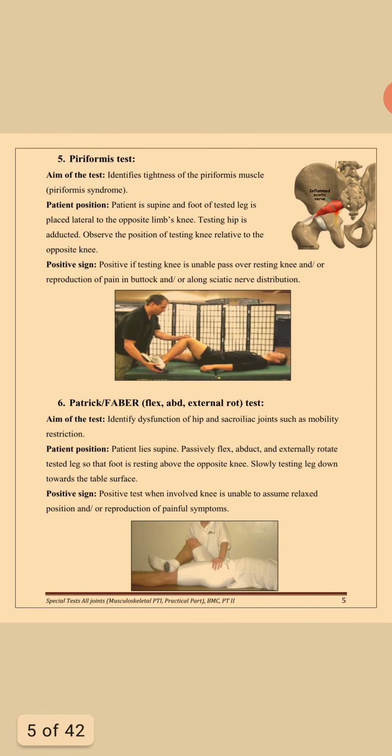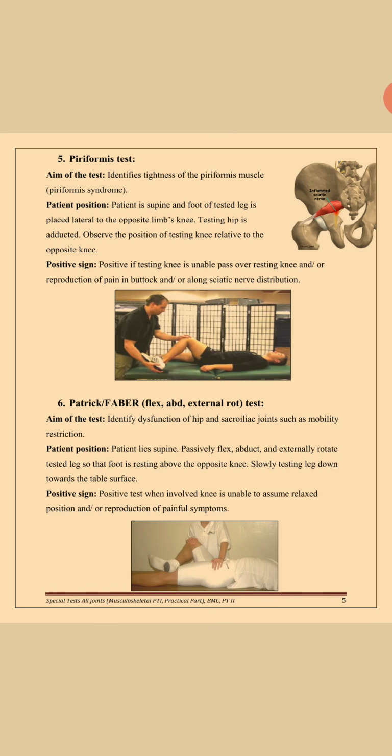Piriformis test. Aim of the test: identifies tightness of the piriformis muscle, piriformis syndrome. Patient position: patient is supine and foot of tested leg is placed lateral to the opposite limb's knee. Testing hip is adducted. Observe the position of testing knee relative to the opposite knee. Positive sign: positive if testing knee is unable to pass over resting knee and/or reproduction of pain in buttock and/or along sciatic nerve distribution.